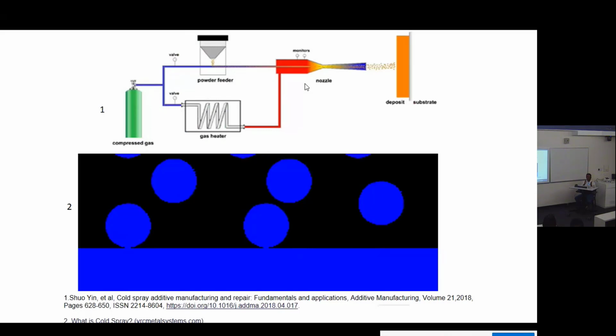So now the particles, the heating is done at temperatures much below the melting temperature of these powders. It can be an alloy, it can be a simple elemental powder. So when the powders hit against each other or against the substrate, they'll actually form a bond in solid state.